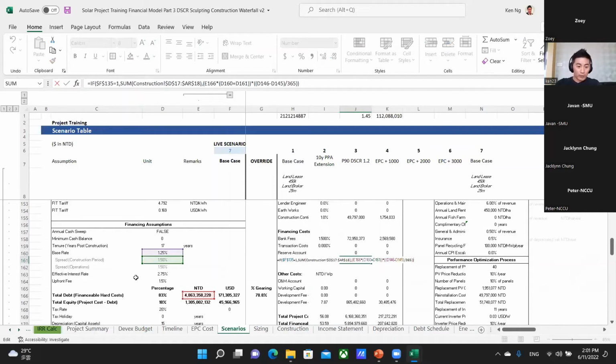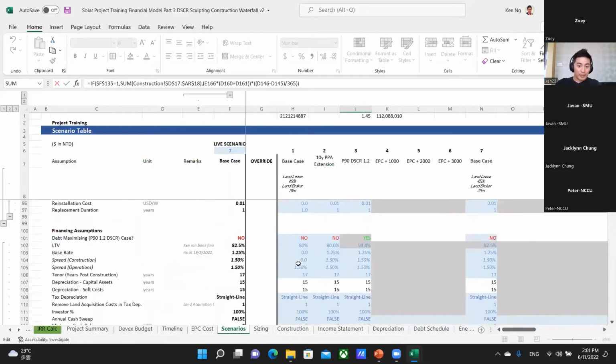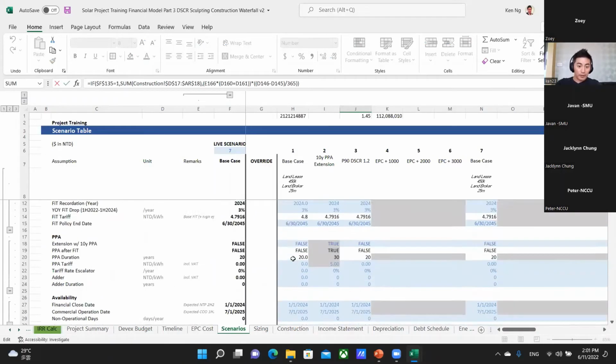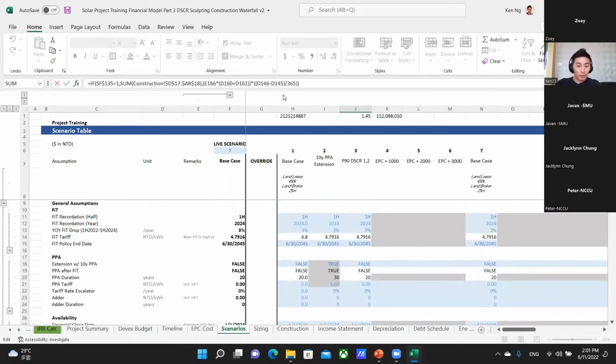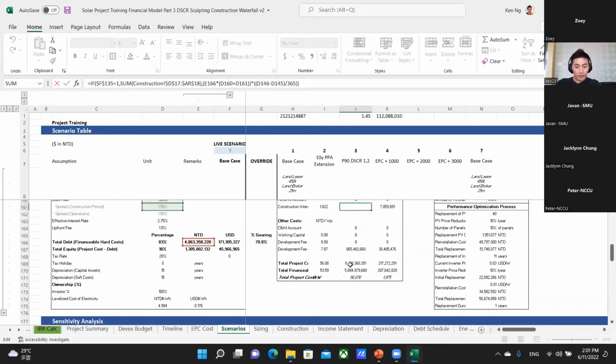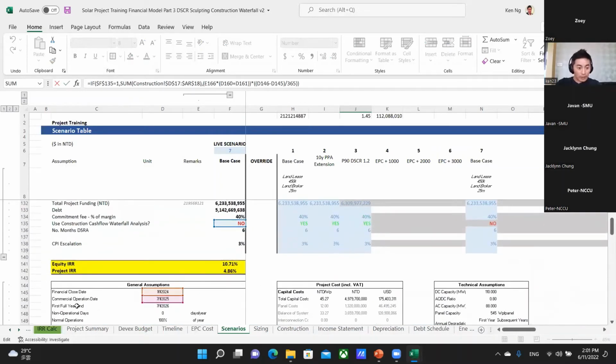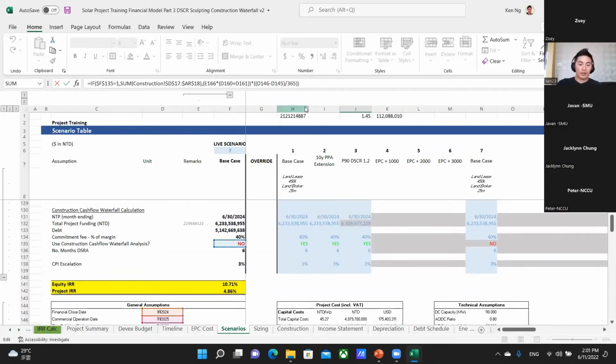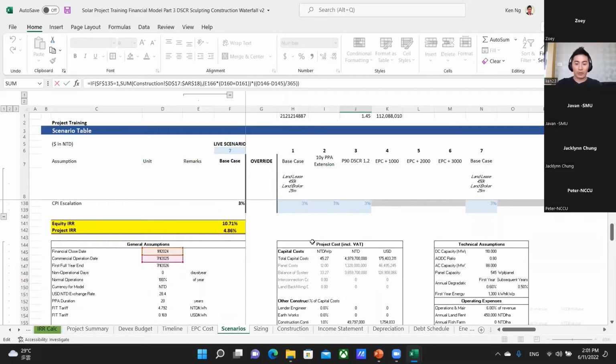What we're doing here is we're looking at the interest cost for the loan, multiplied by the loan amount, multiplied by the number of days during the construction period, which is up all the way up here, D146-145, which is subtracted, so the commercial operation date, the day we complete construction, and the financial close date, which is the day we start construction. So the number of days between 2024 and 2025 divided by 365 days. It's a very generic assumption.